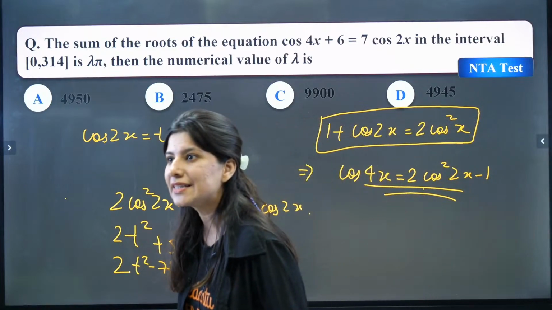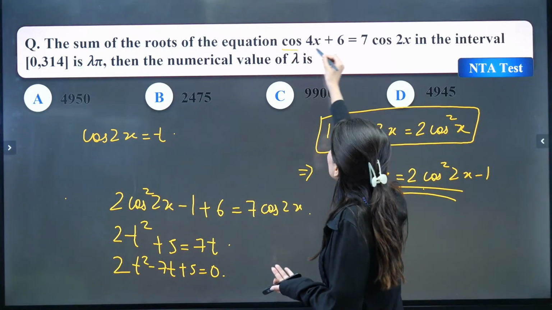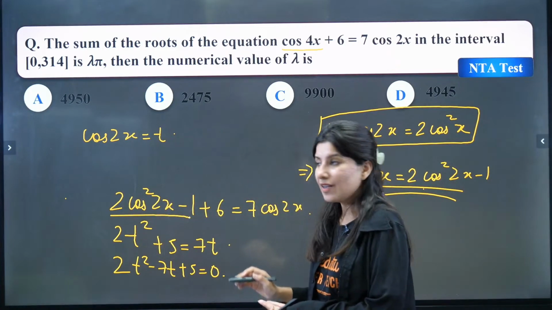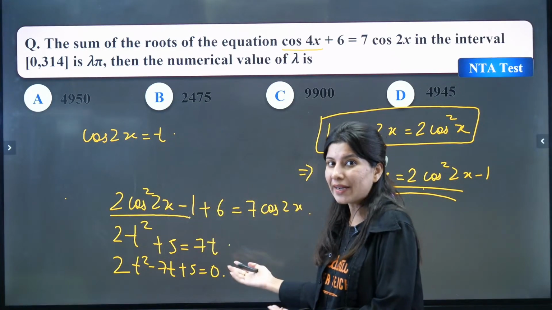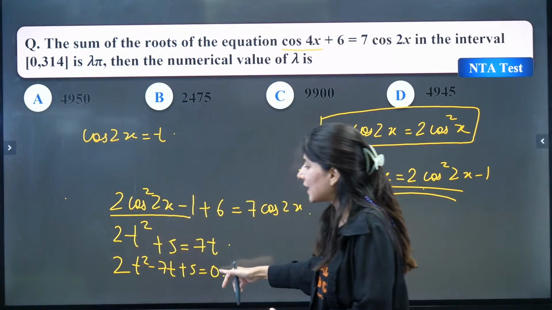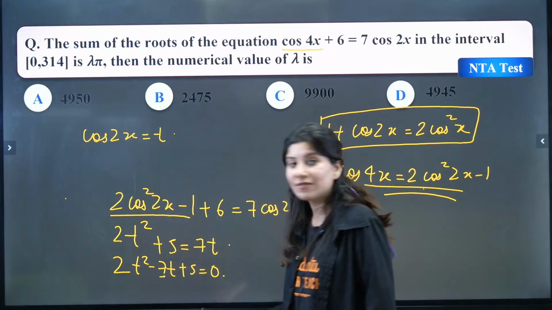Somebody is saying repeat. So we didn't do anything. We just wrote cos 4x as 2 cos square 2x minus 1. Cos 2x can be replaced by t over here. So cos 2x can be replaced by t, so this is a quadratic in t. 5 2s are 10. Can you see? And this 7 is 5 and 2.